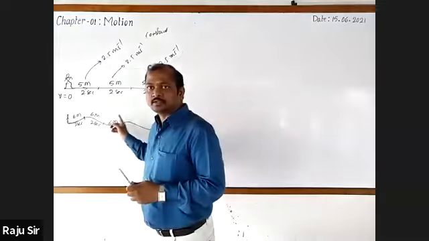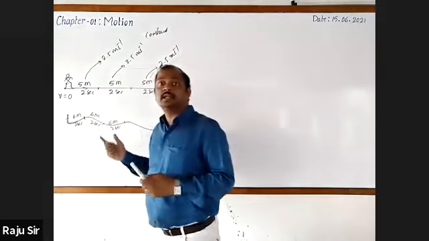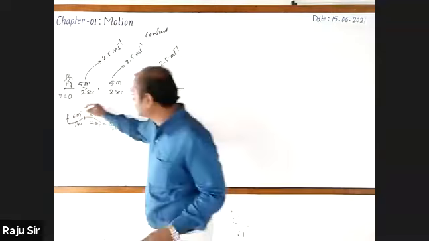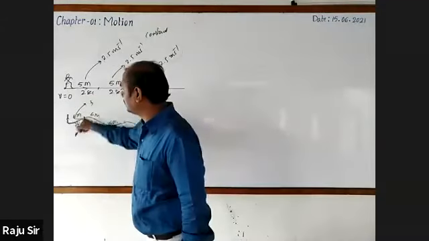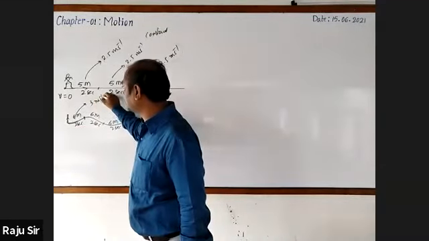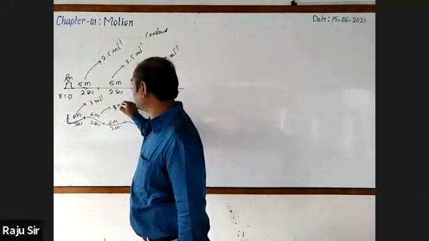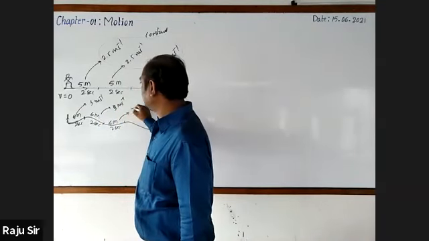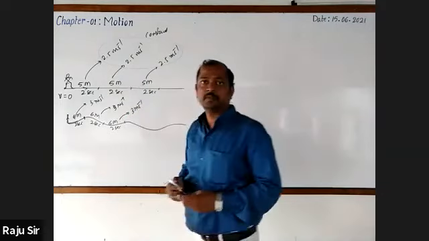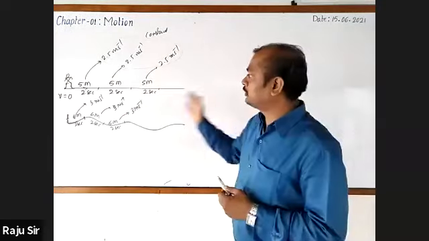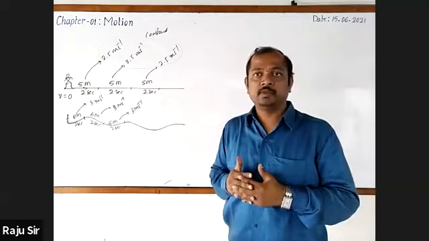In this case also, the boy is covering equal distances in equal intervals of time. When you calculate the speed, it is 6 by 2, 3 meters per second. This is 3 meters per second. Even this side also 3 meters per second. So we can say that he is moving with a constant speed.